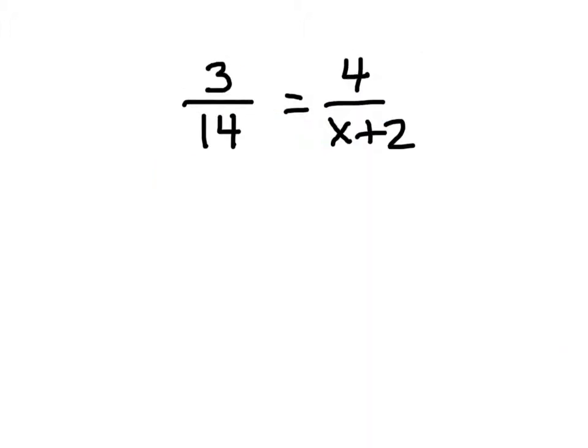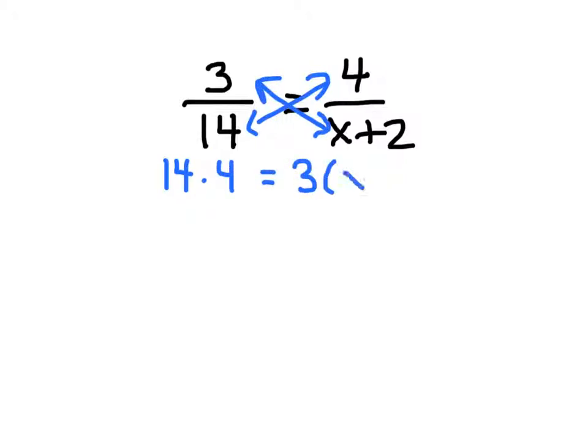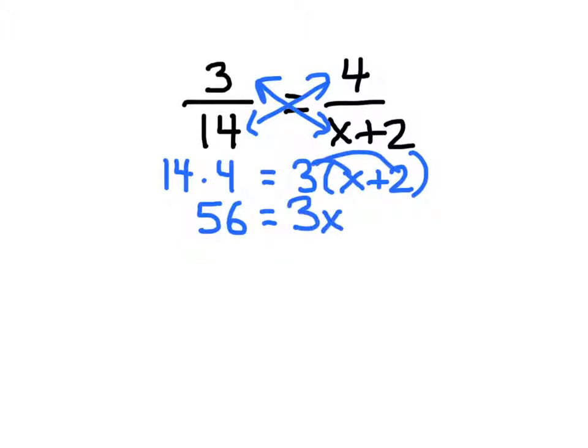Please pause your video, solve for x, then restart to check your answer. Welcome back from pausing the video. On one side of our equal sign, we have 14 times 4. On the other side, we have 3 times x plus 2. 14 times 4 is 56. Distribute the 3. We get 3x plus 6.